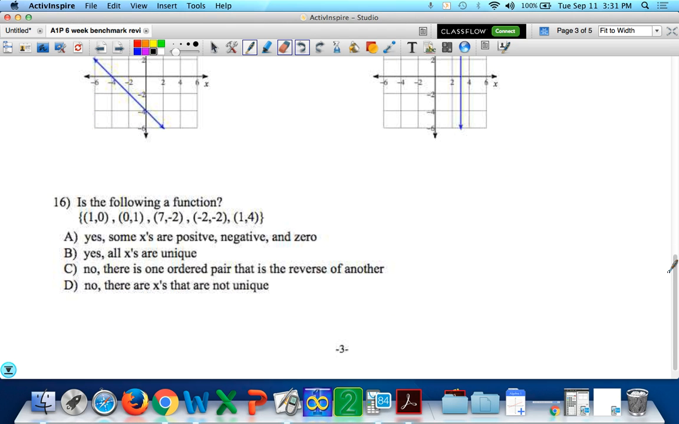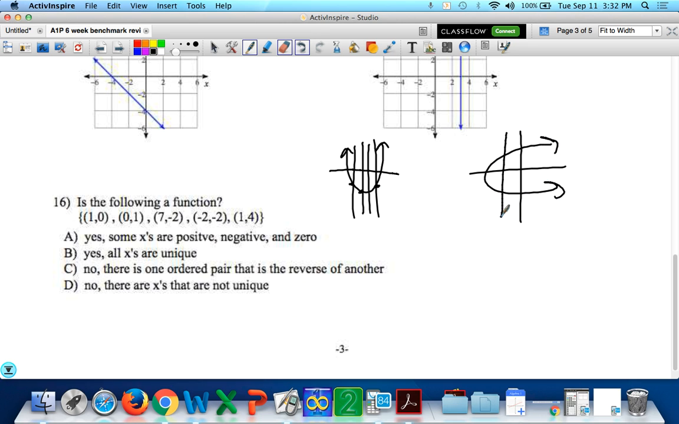Number 16 goes back to the vertical line test, okay? And that's really what it is, but it's asking you this with points, all right? Think about what makes something pass or fail the vertical line test. We saw a graph earlier that passed it. That means every line I drew through it vertically only hit once, okay? What fails the vertical line test is something like that, where it hits twice.